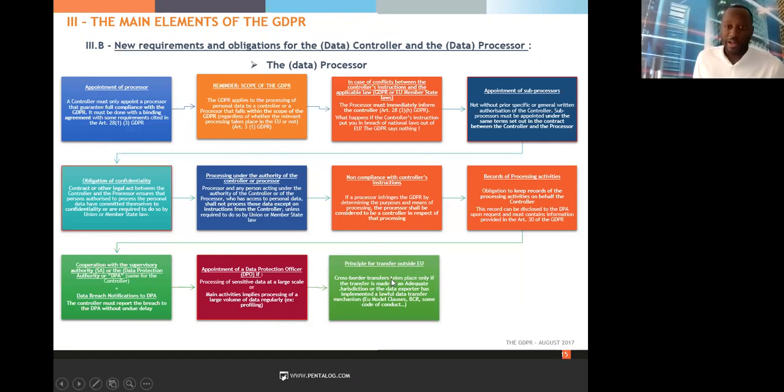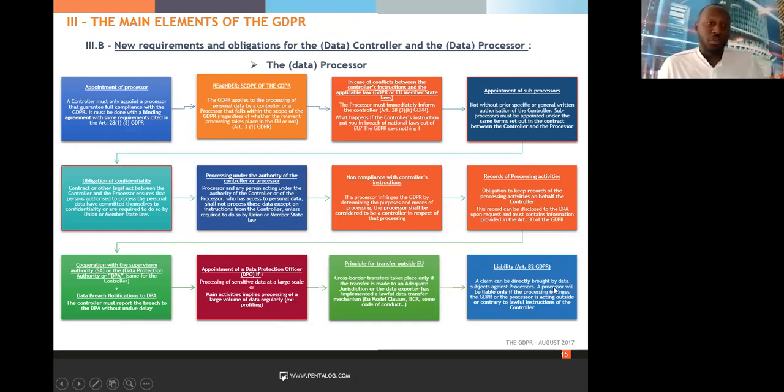Principle for transfer outside the EU. We're going to talk about it later. This is a really big focus on this subject today. And liability, of course, you can be liable. You can be brought directly by the data subject against you. So you can be liable for infringement of the GDPR. So after this, let's move to our next slide.